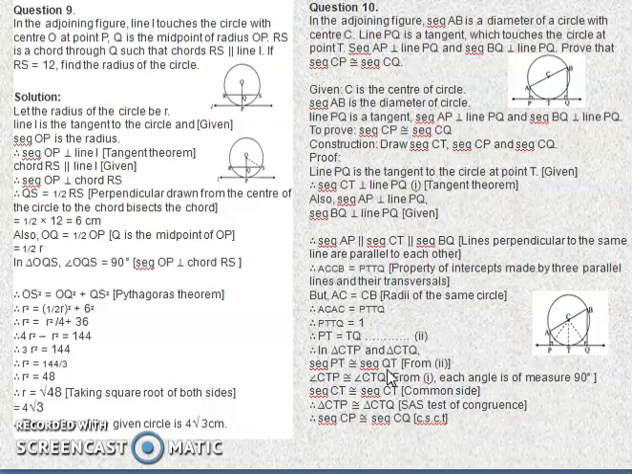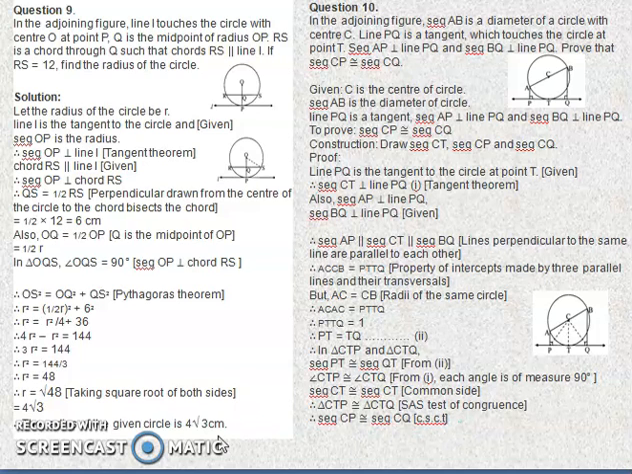Segment PT is congruent to segment QT and angle CTP is congruent to angle CTQ. Why? Because each angle measures 90 degrees. And one common side you can see, that is CT. So these two triangles are congruent by the test of SAS. If these two triangles are congruent, that means segment CP is congruent to segment QC. That is by corresponding sides of congruent triangles. So hence it is proved.